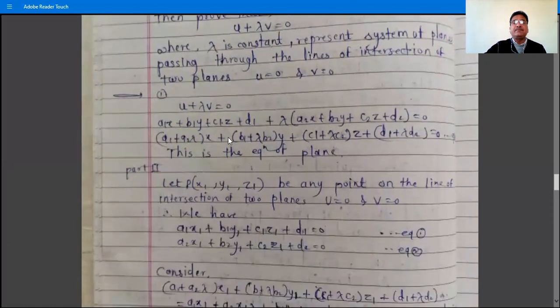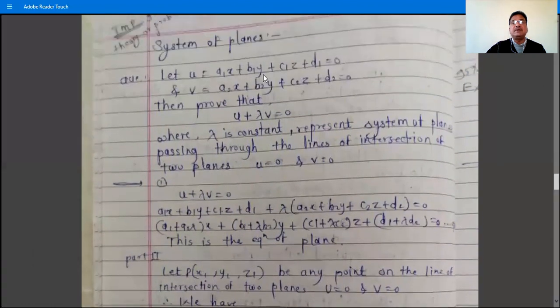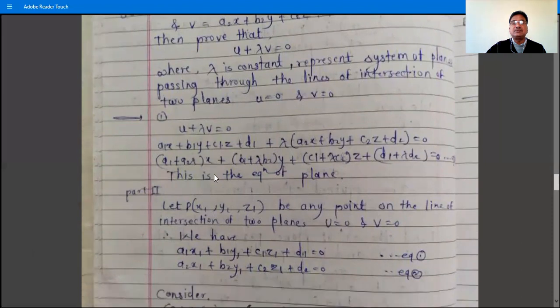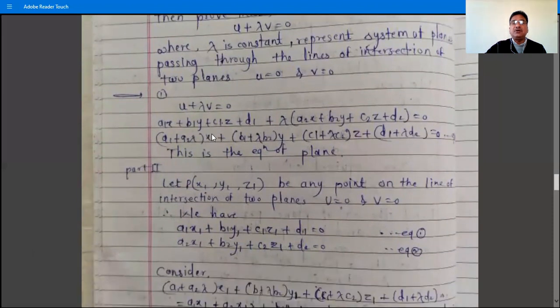So, the proof of this theorem. In the first part, U plus lambda V. What is U plus lambda V? U is this, A1x plus B1y plus C1z plus D1. And plus lambda V is A2x plus B2y plus C2z plus D2, is equal to 0. So write it, collecting the coefficients of x, y, z and the constant. The coefficient of x is what? A1 plus lambda A2. Then the coefficient of y is B1 plus lambda B2. And the coefficient of z is C1 plus lambda C2. And the constant is, in brackets, D1 plus lambda D2, is equal to 0.